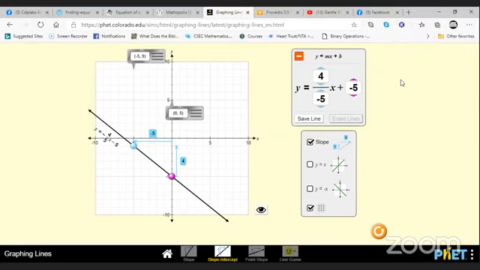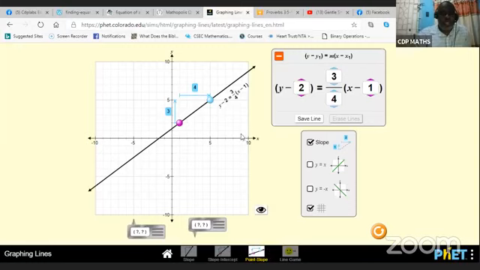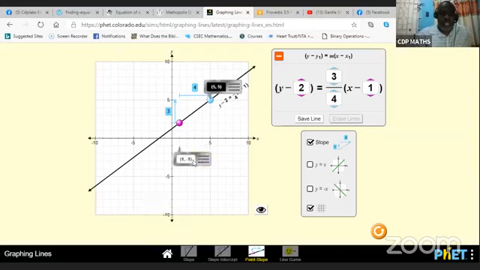All right. Now, let's look at the point slope. Let us explore the point slope. One of the points is 5, 5 right there. And the next point is 1, 2. Now, I want you to look at this side. I want you to pay attention to what's going on here. I just want you to observe.